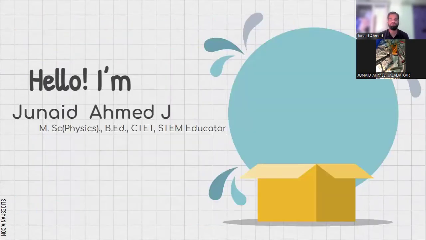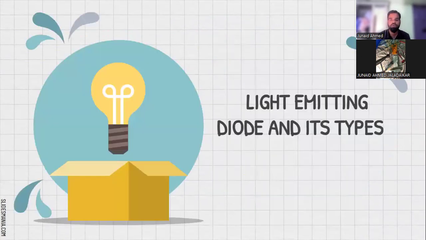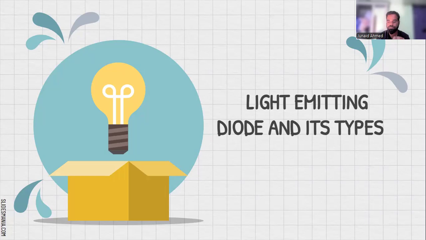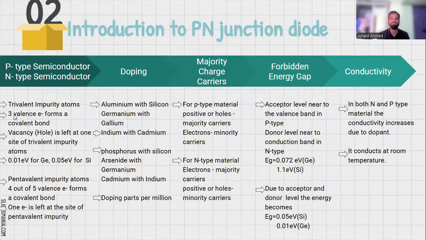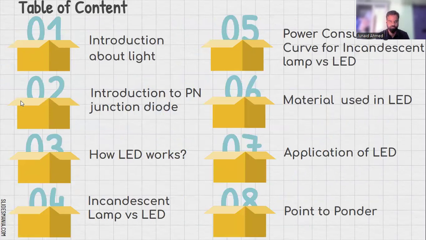So this is a brief introduction about me. Now, in this presentation, I'm going to elaborate about light emitting diodes and the different kinds of materials used in the LED and its different types, and then the next level of LED devices. Okay, this is the thing I'm going to discuss here, the outline of the presentation.